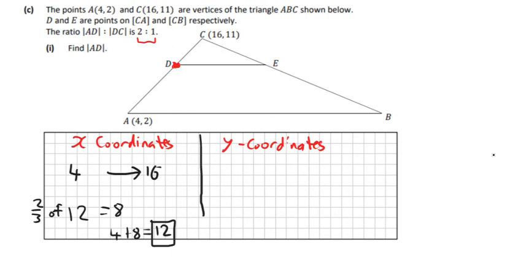So I have to jump 12 places altogether to get from A to C. So what would 2/3 of that be? Well, that would be 8 steps. So 4 plus 8 is 12. So 12 will be my x coordinate. So the point D there will be 12, something.